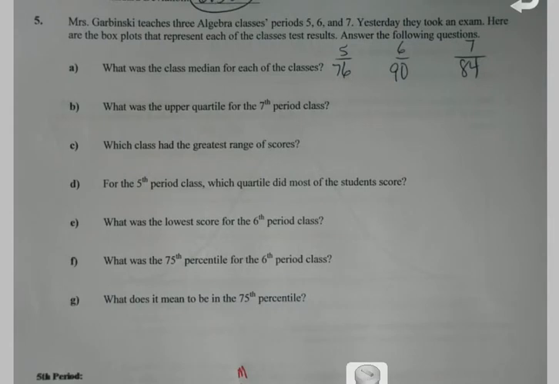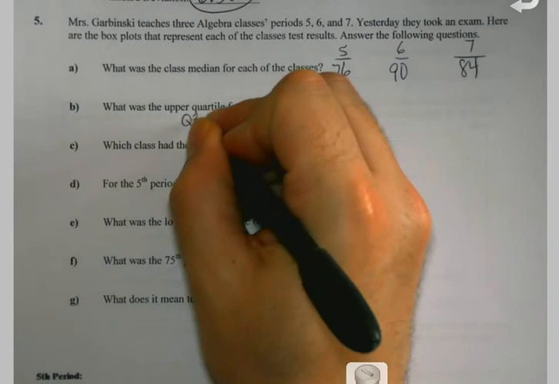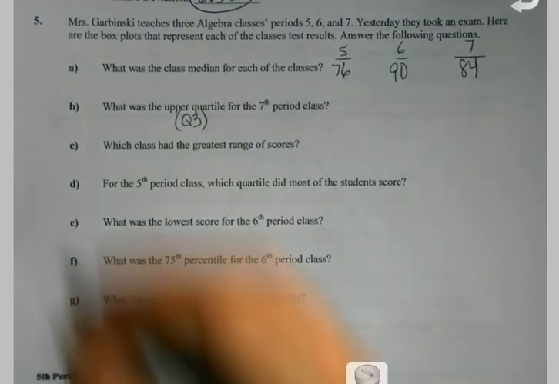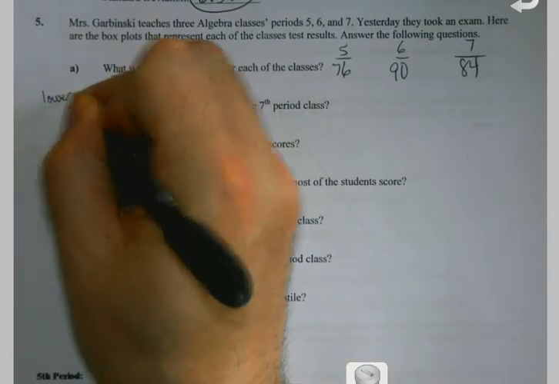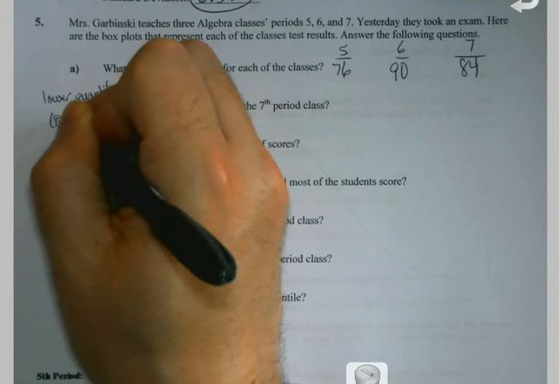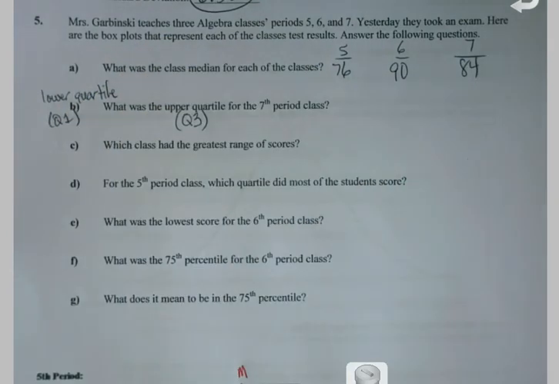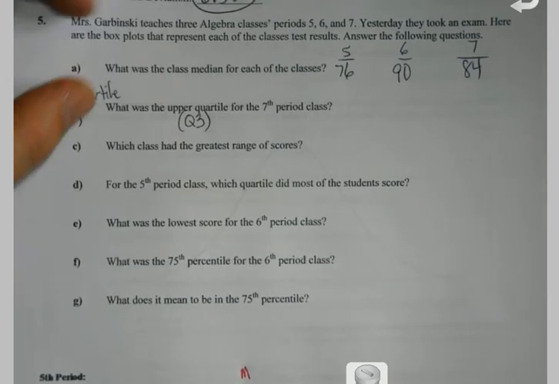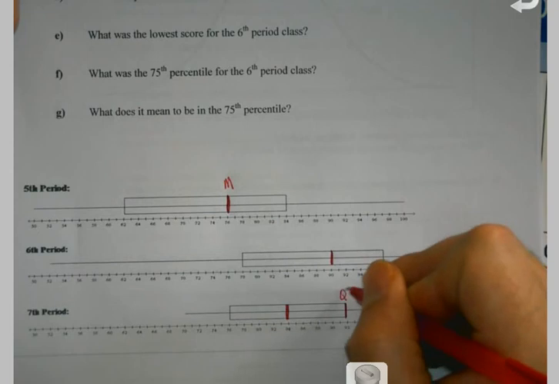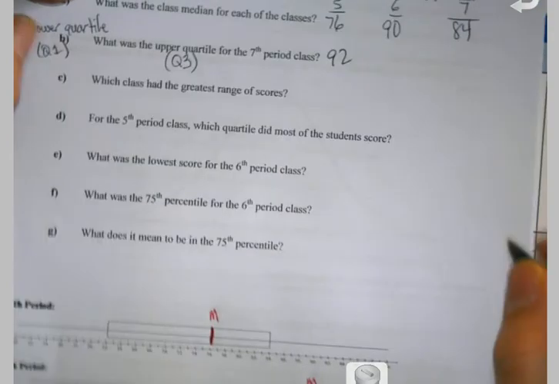So then we've got, what is the upper quartile for the 7th period? Now, upper quartile is another way that we can represent our 3rd quartile. If you were ever to see the term lower quartile, that represents Q1. So what is our Q3 for 7th period? About 92. So 92, okay.